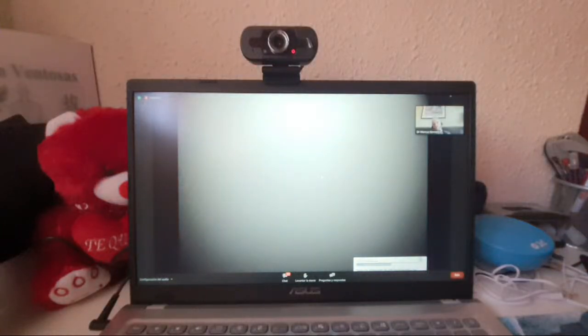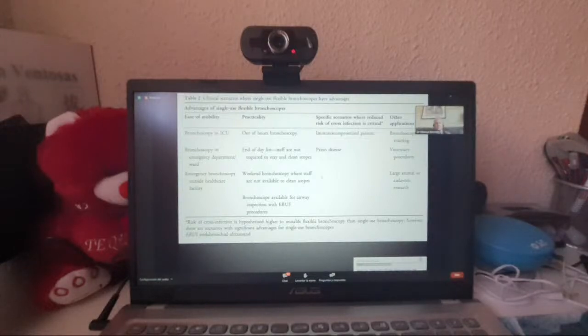And what we found was that, right across the board, we could train people. So just in conclusion, advantages of these scopes, this is a review paper that we published. Bronchoscopy in the ICU, fantastic. In the emergency department or the ward, yes, easy mobility. Outside the healthcare facility, you can bronchoscope if needs be.